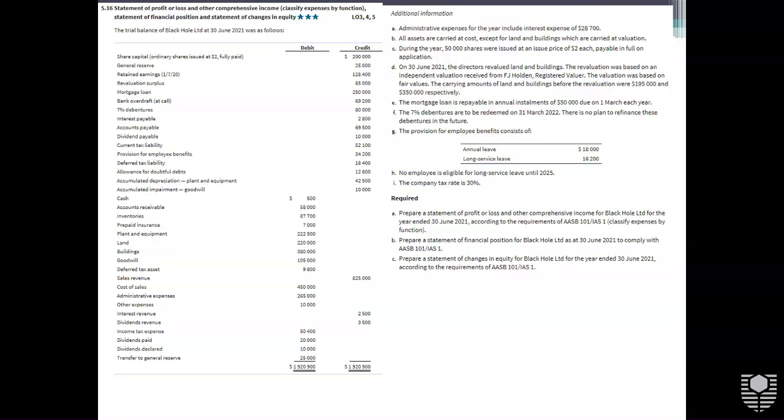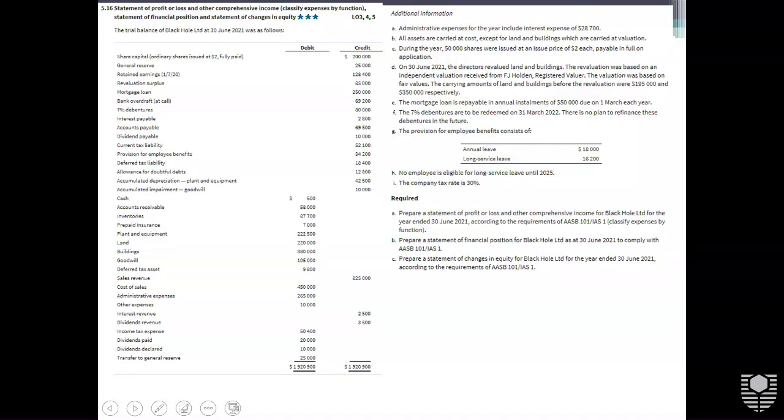Item A, it says admin expenses include interest expense of $28,700. Remember, one of the requirements of AASB 101 is that we must show interest and taxes separately. So we're going to have to take that $28,700 off our current admin expenses of $265 that we've got in there. We're going to have to minus it out of that and show it separately when we prepare our profit and loss.